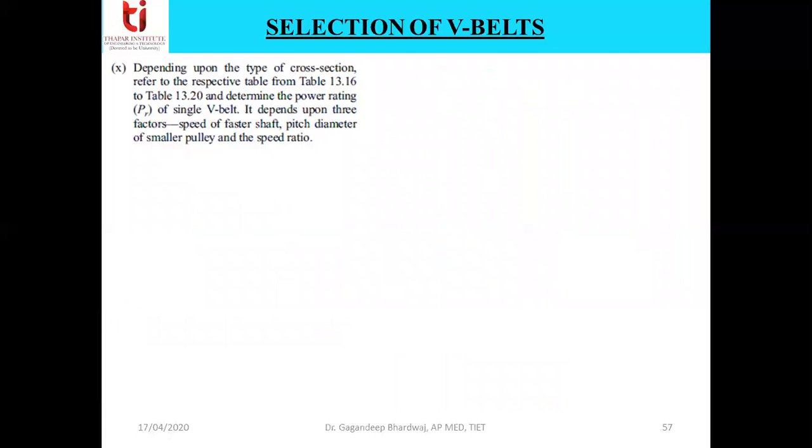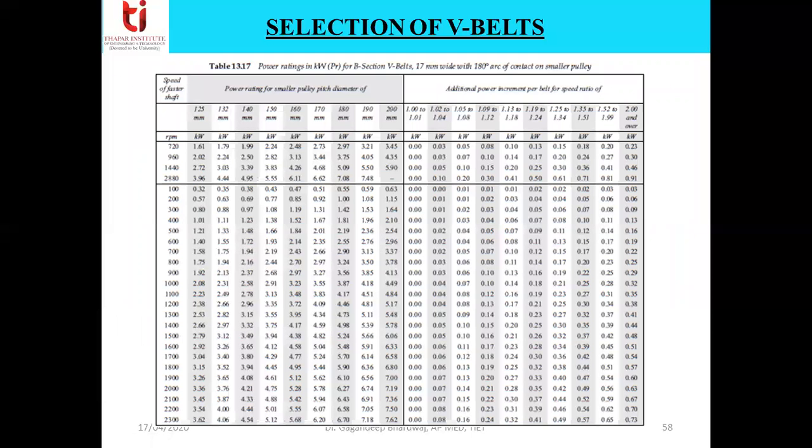So depending on the type of cross section, Table 13.0 determines the power rating of the belt. This power rating table is for the B section. For the B section, first of all, you have to select the speed of the faster shaft. The speed of the faster shaft is given. Suppose the speed of the faster shaft is 720.